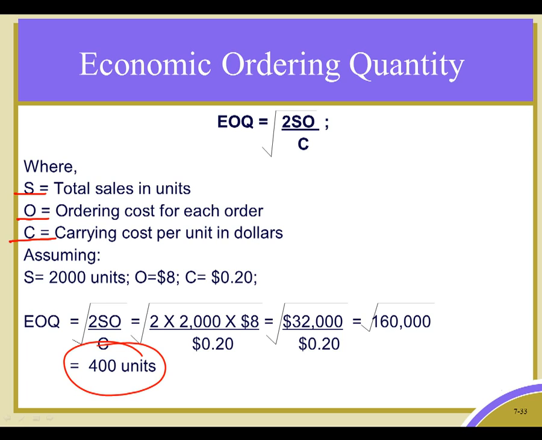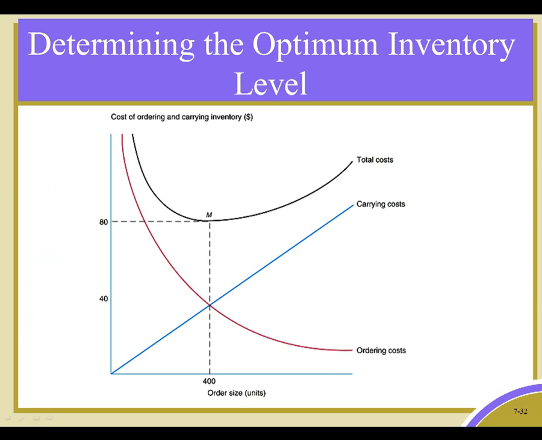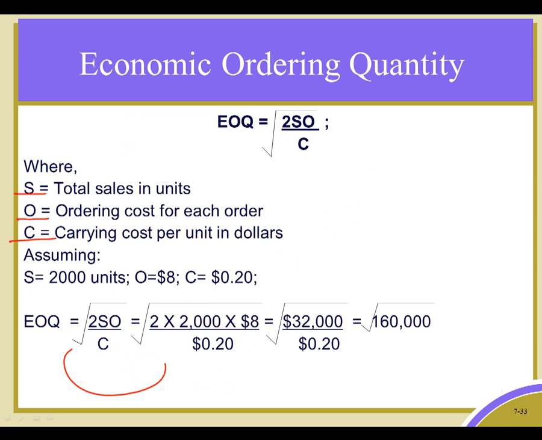Now that happens to be, let's back up here. That happens to be what we saw right here. So we've picked numbers that allow us to derive an economic ordering quantity that exactly matches the graph that we have right here. So let's go forward from here. Before we go on, again, economic ordering quantity balances the cost of the ordering versus the carrying costs. Balances order costs versus carrying costs.